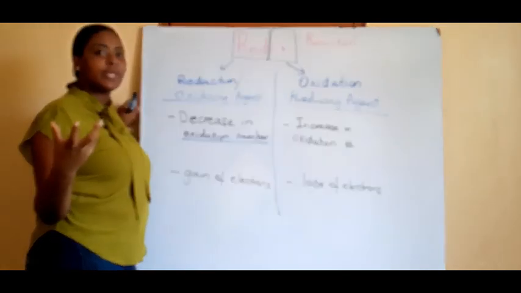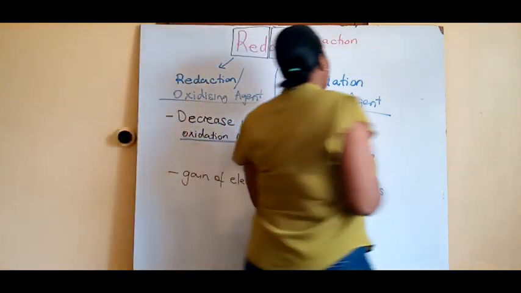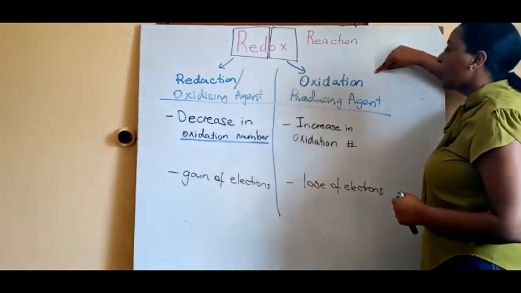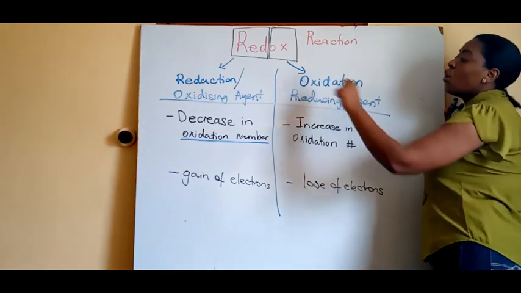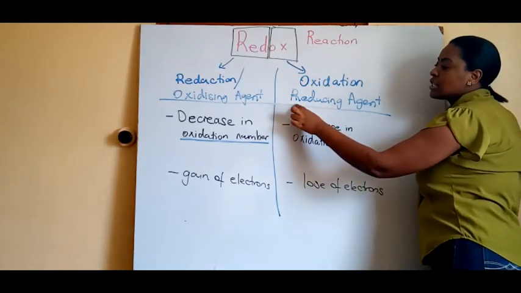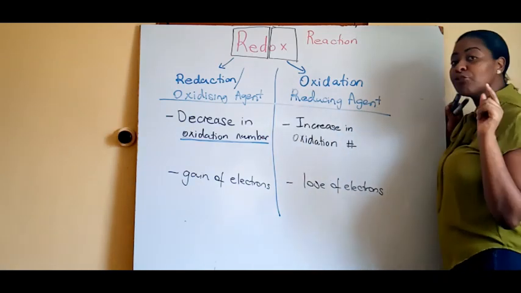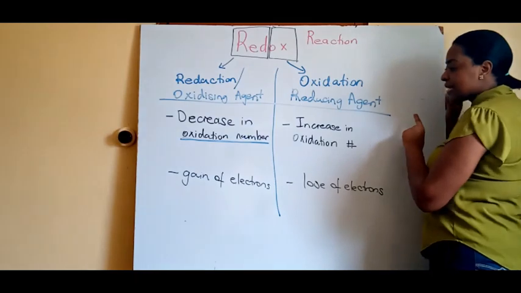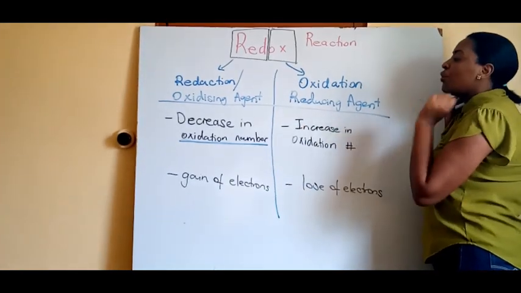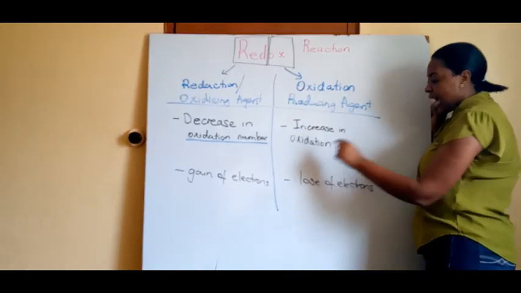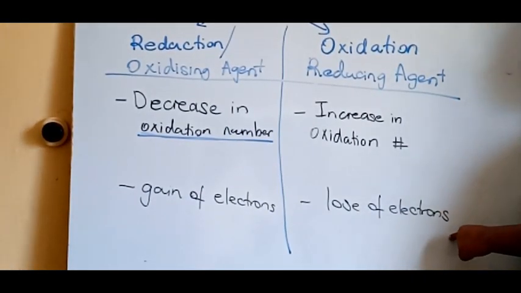So we're going to be looking at oxidizing and reducing agents. The reducing agent is the substance that is oxidized. So once we know what is oxidized, whatever is oxidized is the reducing agent. So again, we will define the reducing agent as the substance which increased in oxidation number. We would define the reducing agent as the substance which lost electrons in order to become stable.